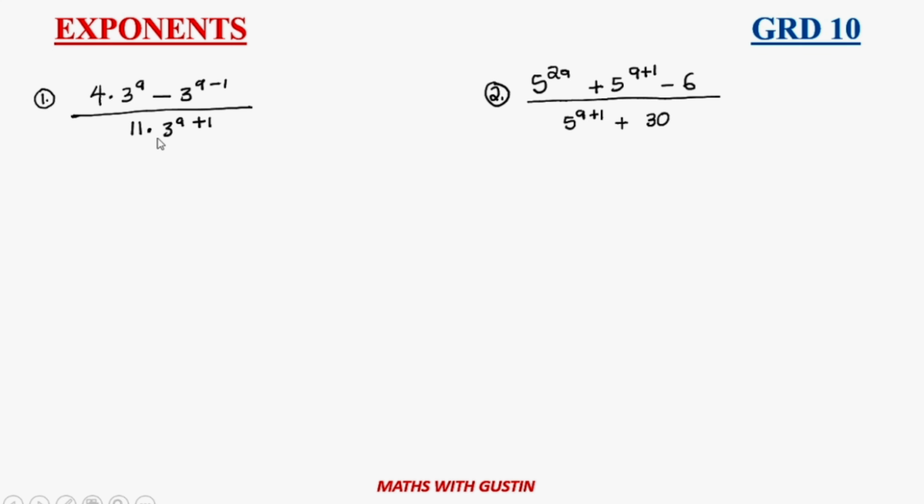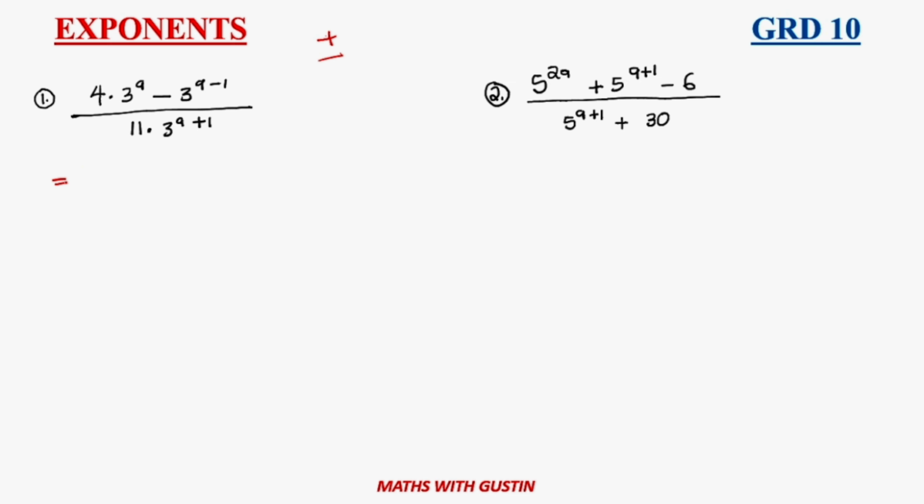We are given 4 times 3 to the power of a minus 3 a minus 1, and then all over 11 times 3 to the power of 3a plus 1. All right, so if you have a look at this, you will remember, guys, whenever we see a plus and a negative, what we must do, we must separate the exponent. So now let's go ahead and separate this exponent that we're given here.